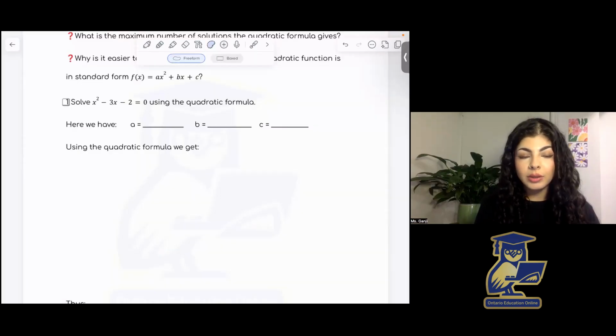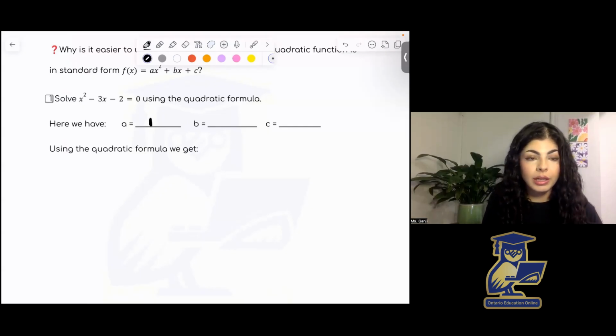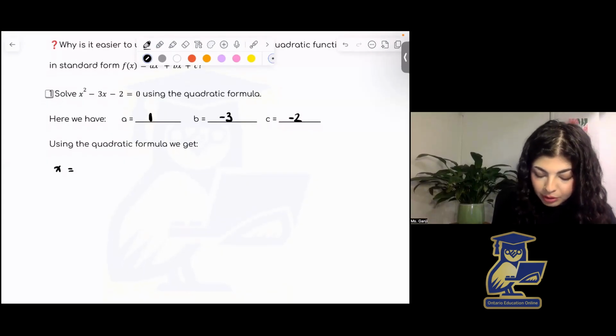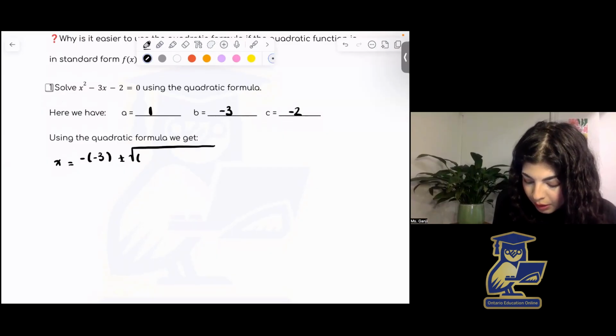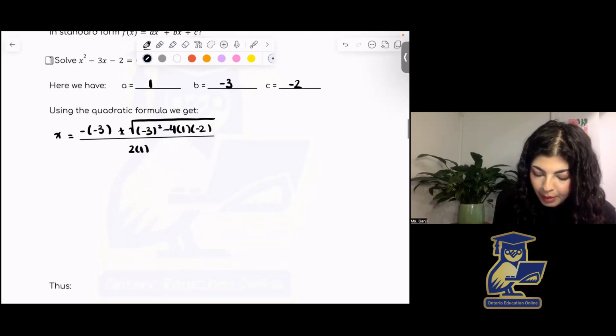Okay, so now let's try solving that same problem we saw above, x squared minus 3x minus 2. Here, a is 1 because the coefficient of x squared is just 1, b is negative 3, and c is negative 2. And our quadratic formula tells us to set this up. I'm going to just start with x equals negative b plus or minus the square root of b squared minus 4ac, and all of this over 2 times a, which is 1.